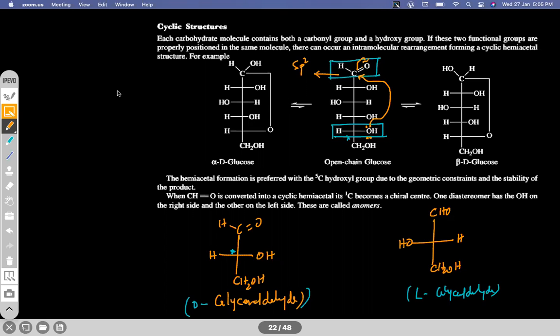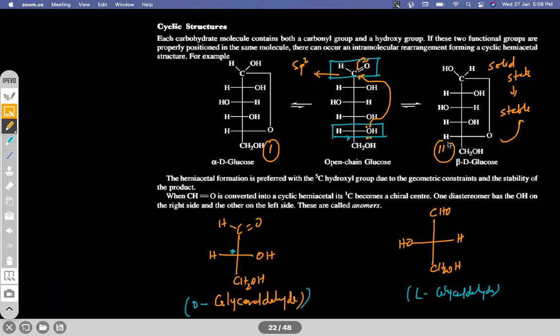Important thing here, write down: in solid state, beta form is more stable. Solid state, this is more stable, beta form. If you consider these two, alpha and beta forms are diastereomers of each other. Correct?